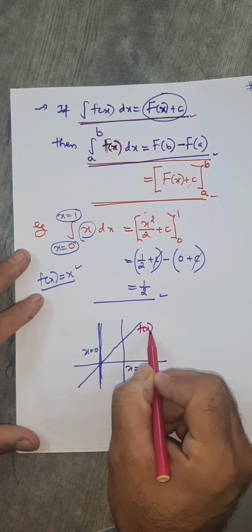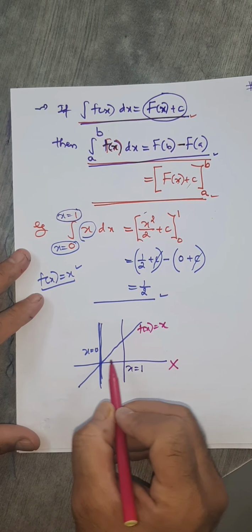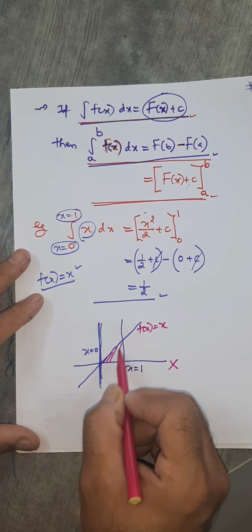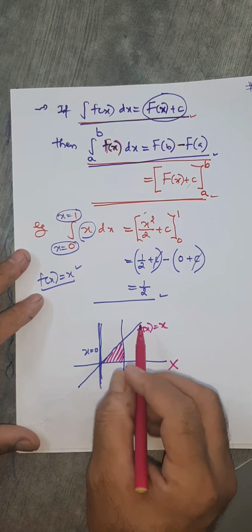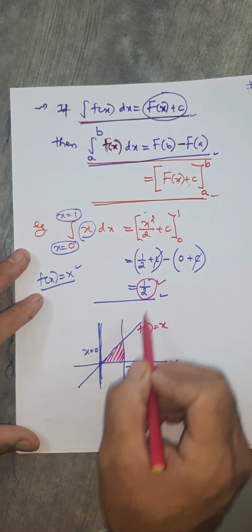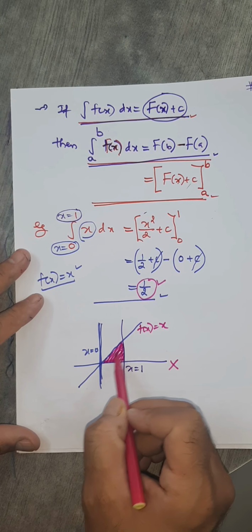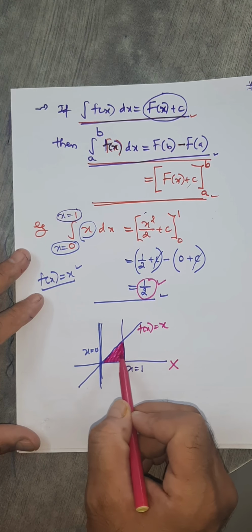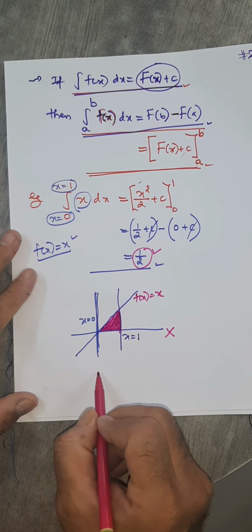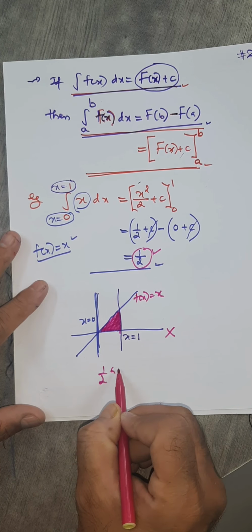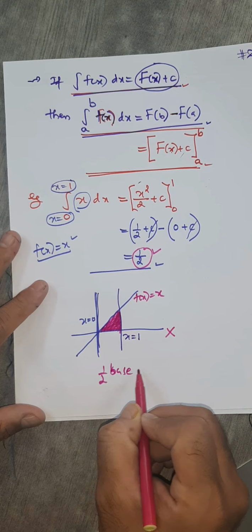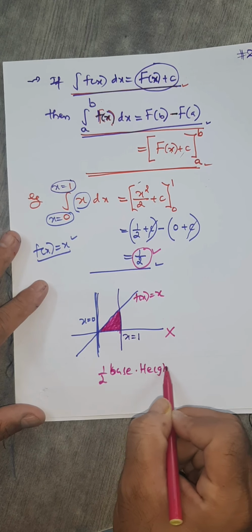This is f(x) equals x function. This is the x-axis. So this triangle, what this half represents is the area of this triangle, remember. You can verify the area of this triangle. If you find it directly, this is a right angle triangle. So using half base into height, you will again get the half only, you can verify.